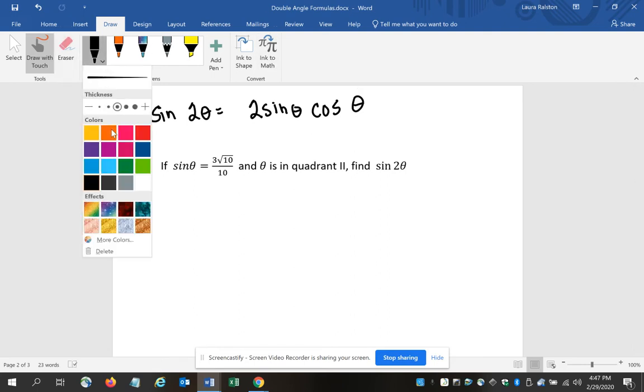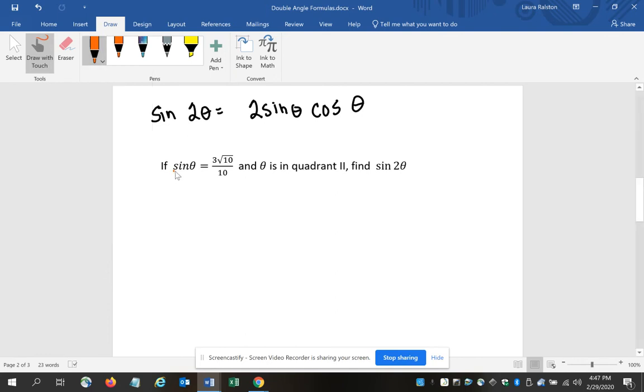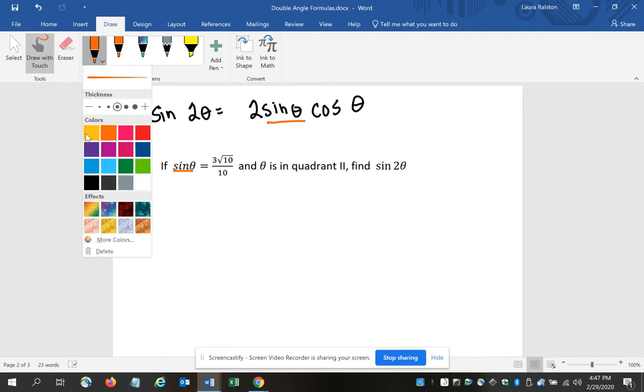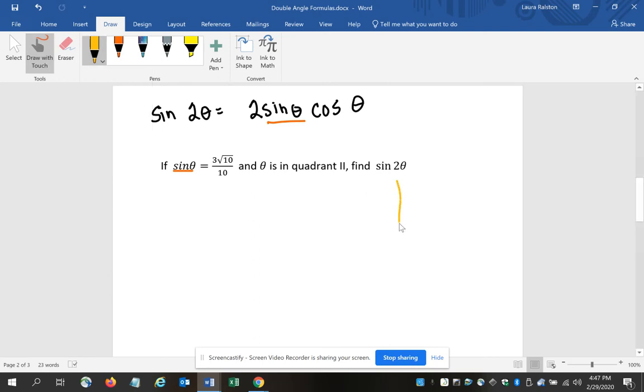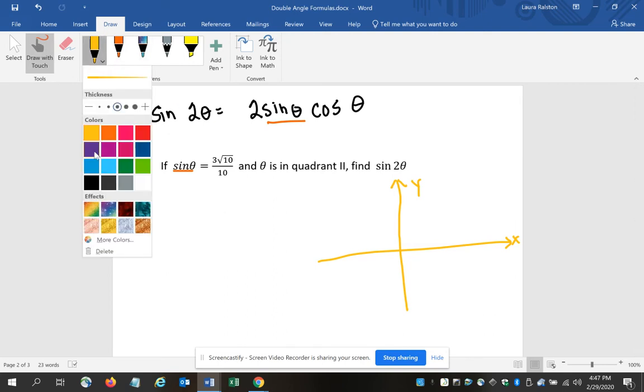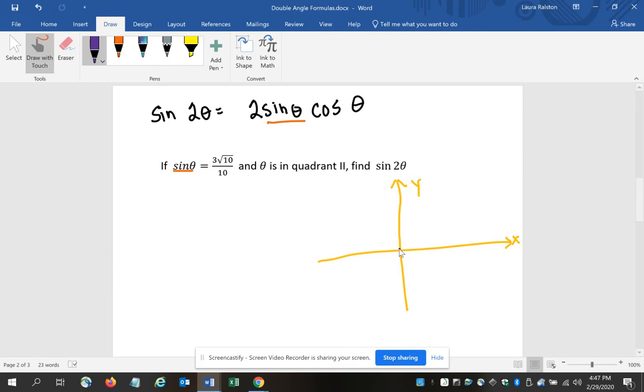So if I think about the information I've been given, I was given the value of sine theta. But in order to finish the problem, I need cosine theta. So in this scenario, I want to take a look at my right triangle. I'm going to draw a picture. It tells me that theta is in quadrant 2, so somewhere in quadrant 2, I'm going to have angle theta, and I'm going to draw in the right triangle.